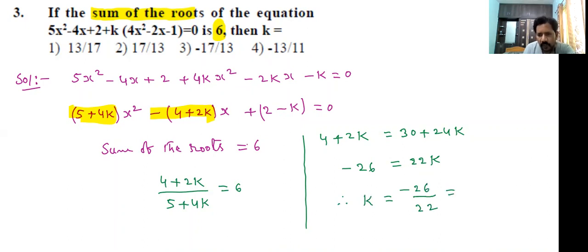Here, do some calculation with two tables. 2 13s are 26, 2 11s are 22. So finally, what is the k value? Minus 13 by 11. Which option is correct? Fourth option.